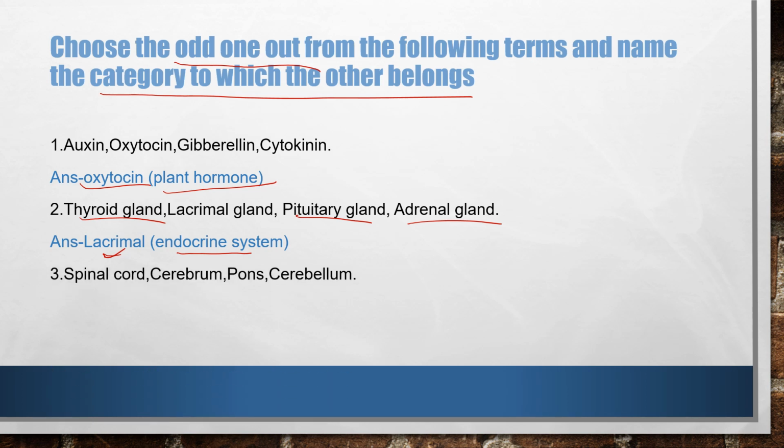Now next question: spinal cord, cerebellum, pons, cerebrum. So what is the odd one out here? Pons, because the others are all the major parts of the brain. So pons is the odd one out and the other 3 are the main parts of the brain. So let us move on to the next slide.